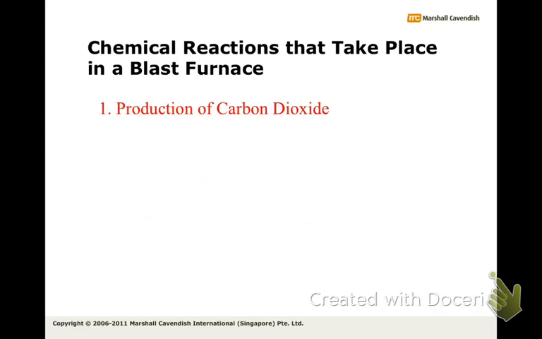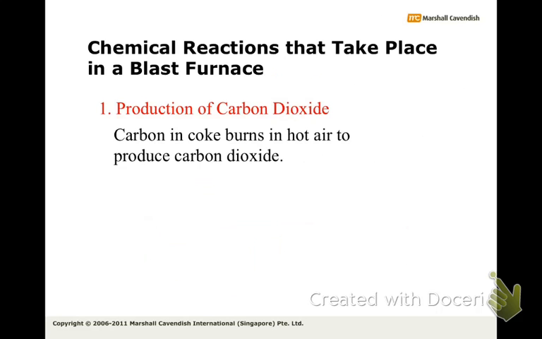Now, what are the chemical reactions that take place? Altogether there are 5. You need to take note of all these 5 chemical reactions. The first 2 are basically the production of carbon dioxide. First one, the carbon in coke burns in hot air to produce carbon dioxide. So basically it's C + O2 → CO2. Now if you can recall again, Mr. Gart, why is it that you cannot get carbon monoxide straight away? Because there's a lot of air.